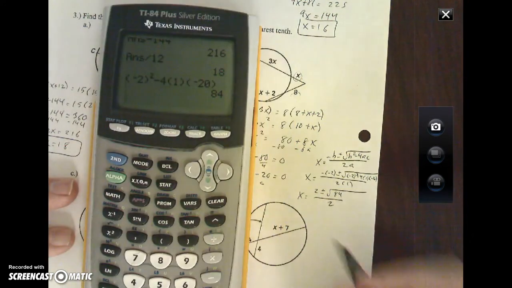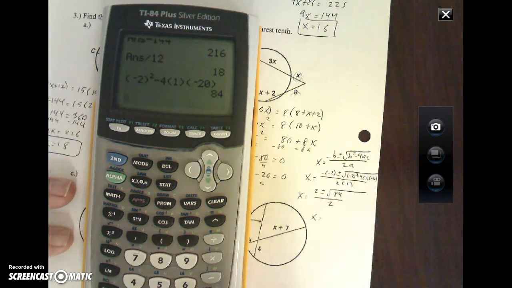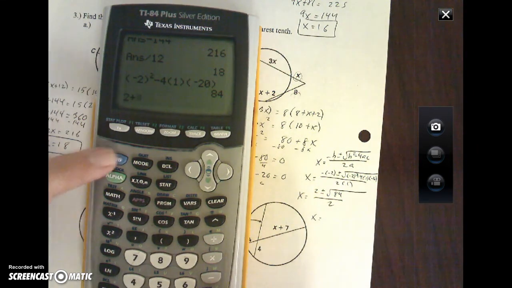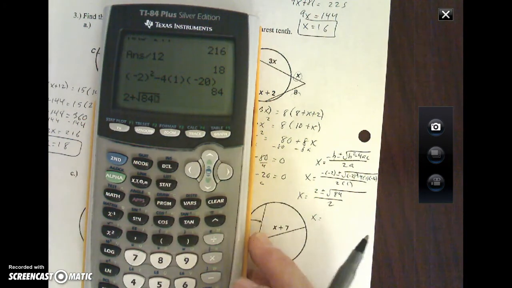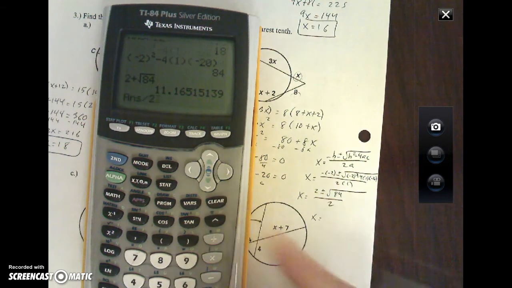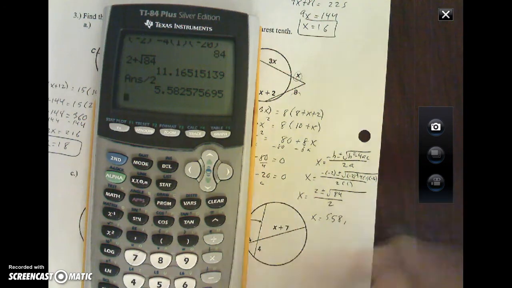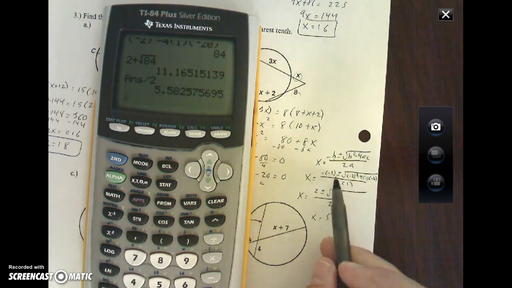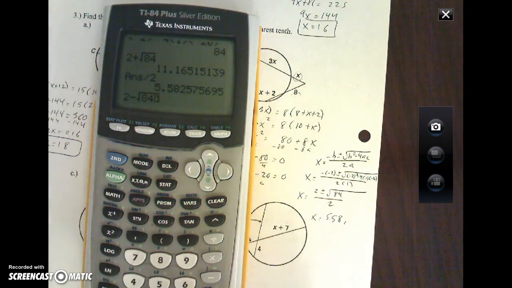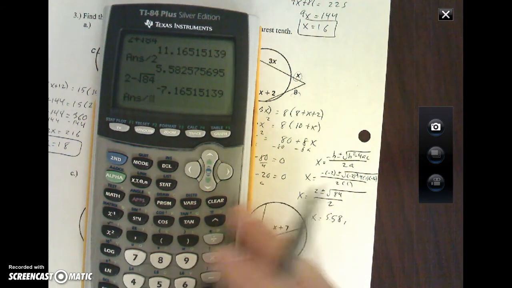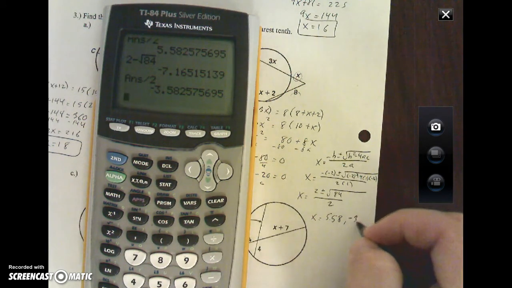Okay. The very last thing we have to do here is, we're going to do 2 plus square root of 84, okay, and divide that by 2. Gives me 5.58. And then the other one is, see how we have plus or minus here? Instead of doing 2 plus square root of 84, I'm going to do 2 minus square root of 84, divided by 2. So we get negative 3.58.